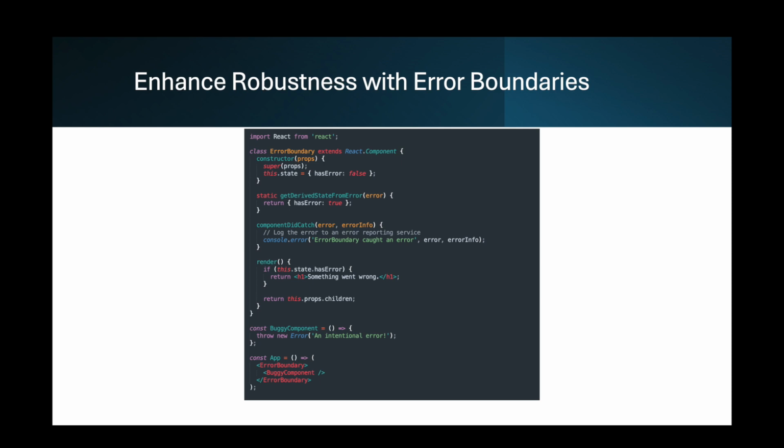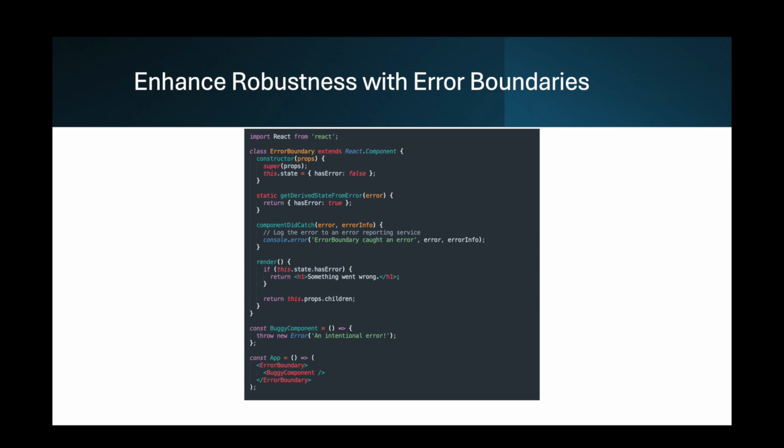So the way you do it is you create a class ErrorBoundary which extends React.Component, and inside that create a constructor which calls super and passes the props. It also has the state element where hasError is initialized to false. Now next we get the getDerivedStateFromError function, and inside this we return hasError as true.